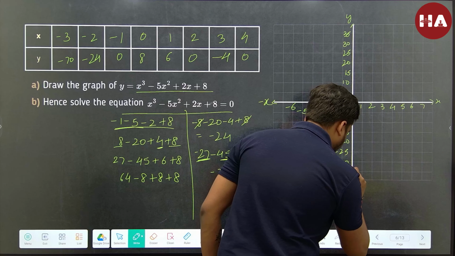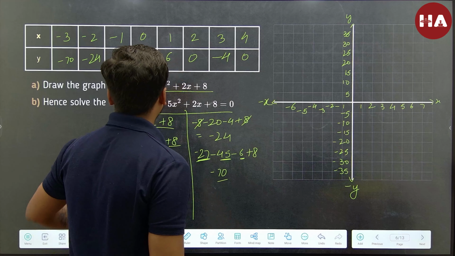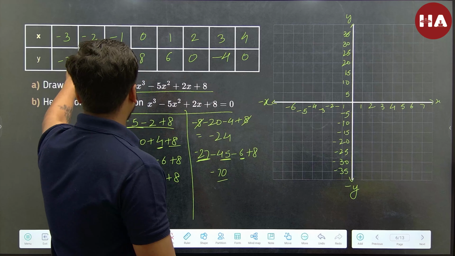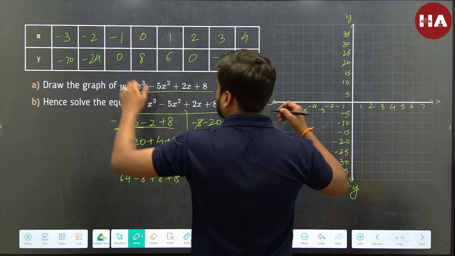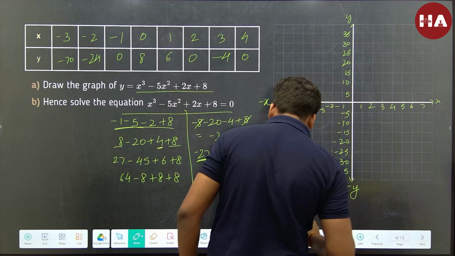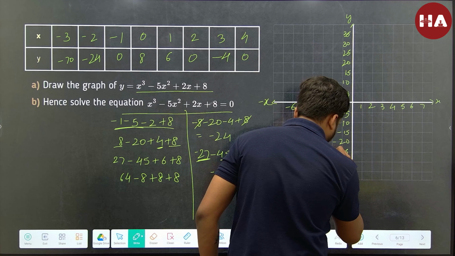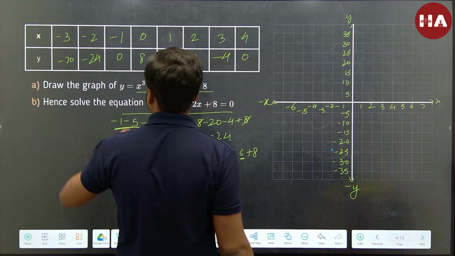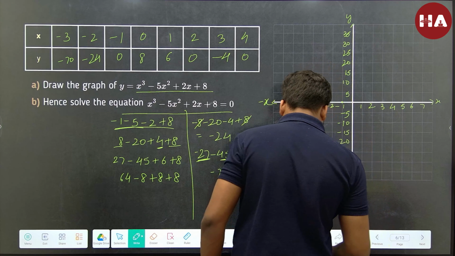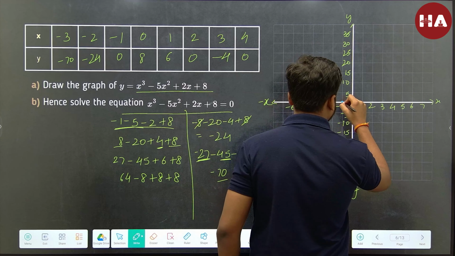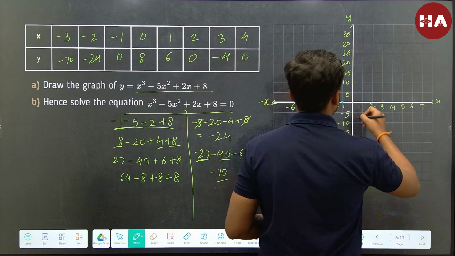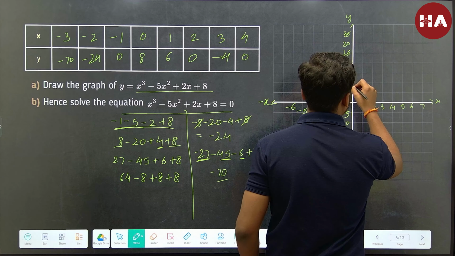Now what is left? Just plotting the points. So let's start with minus 3 comma minus 70. We cannot do that, right? So we are going to leave it for now. Minus 2 comma minus 24. It's somewhere here, right? Okay. Next is minus 1 comma 0. That is this point. Next is 0 comma 8. That is somewhere here, right?